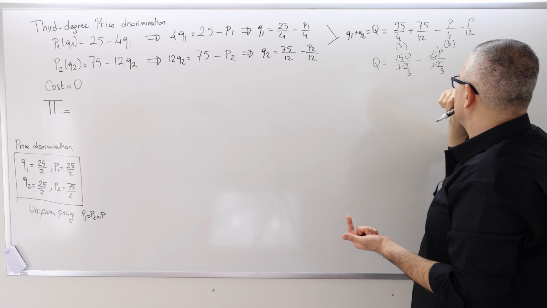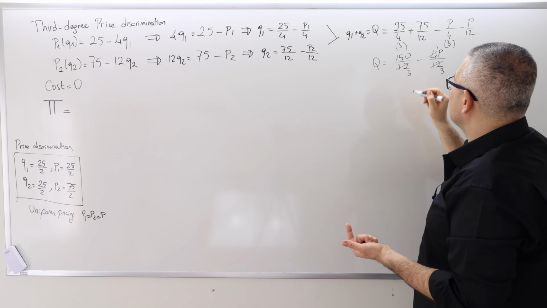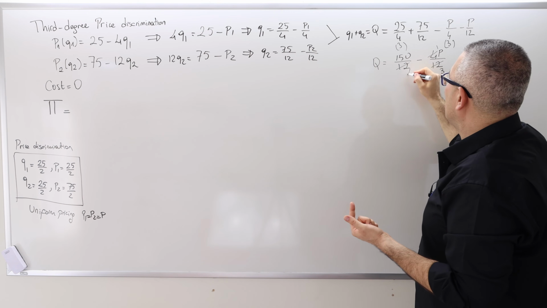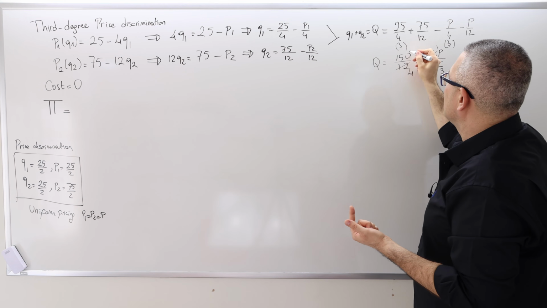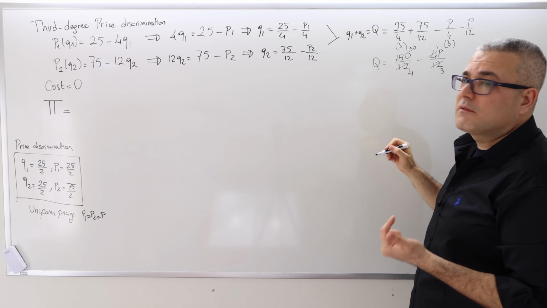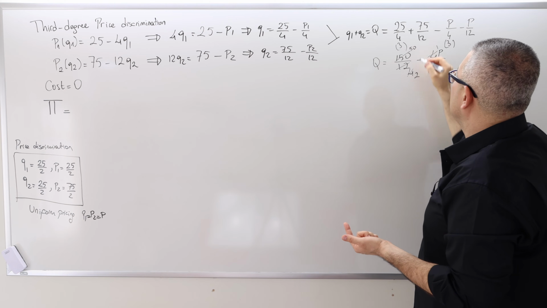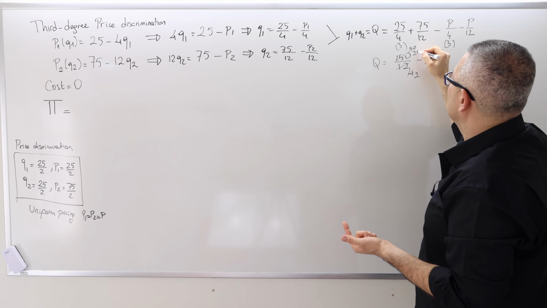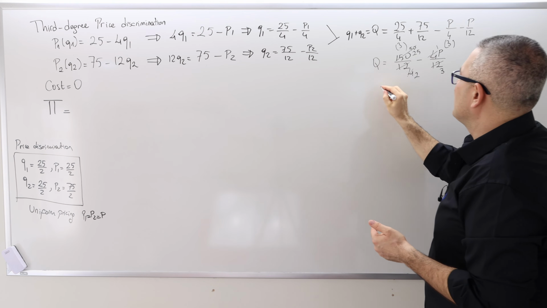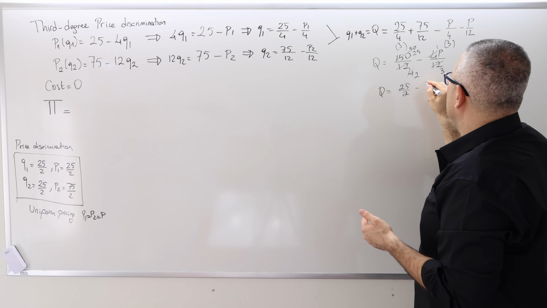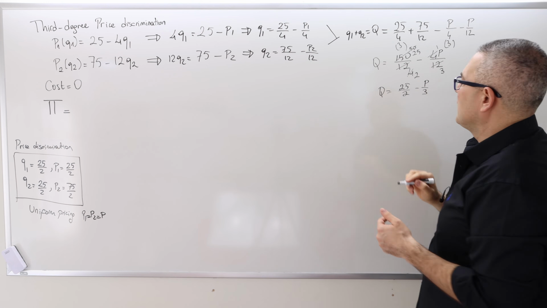Let's divide it by 3. So I have 4. Let's divide this by 3. So I have 50, right? Let's divide this by 2. I have 2. Let's divide this by 2. I have 25. So let's leave it as is. Q equals 25 divided by 2 minus P divided by 3.